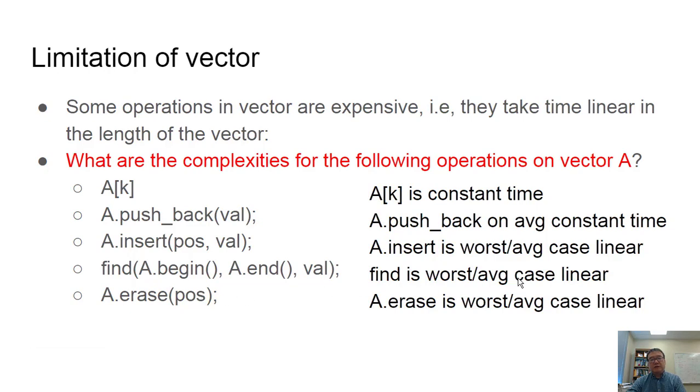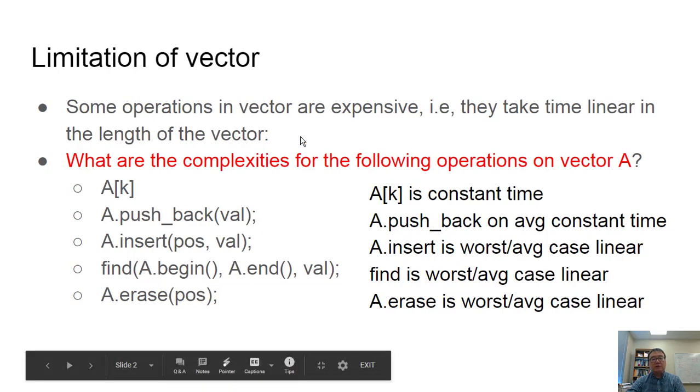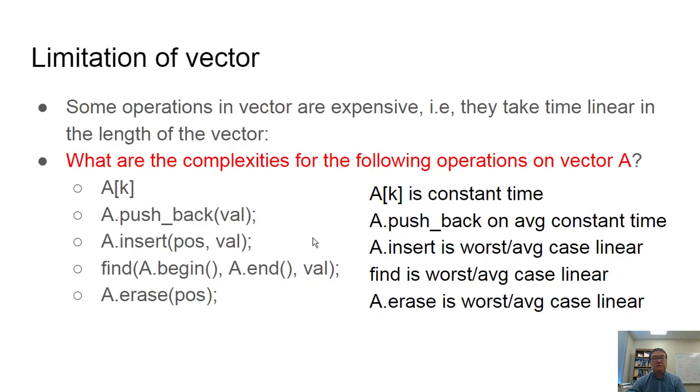Similarly, erase is average and worst case linear time, because when we delete an element, we don't want a hole in the array, because then the logic will be wrong when we try to access the element at the particular position. So we have to copy all the elements after the current position, move each of them to the space in front of it. So then depending on where we are erasing, the cost can be linear time. So it's most expensive when we are erasing the first element.